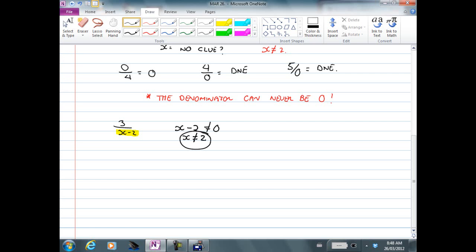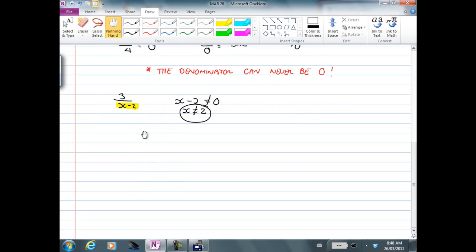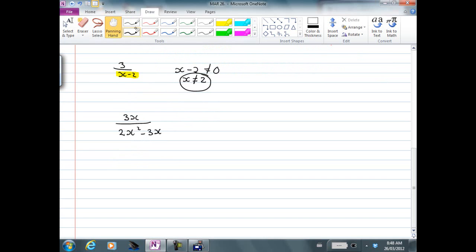Try this, a bit more challenging for you. Good luck. What if I give you 3x over 2x squared minus 3x? This is a challenging one. I'm going to ask you to find the restrictions. Notice I'm using another term. They all mean the exact same thing. Again, I'm going to pause it.